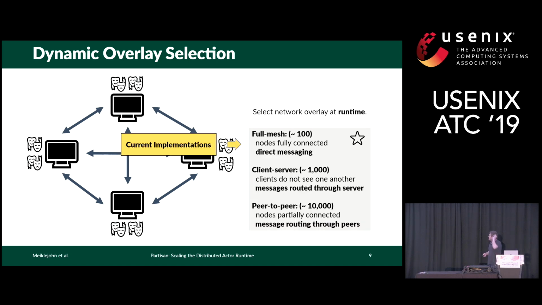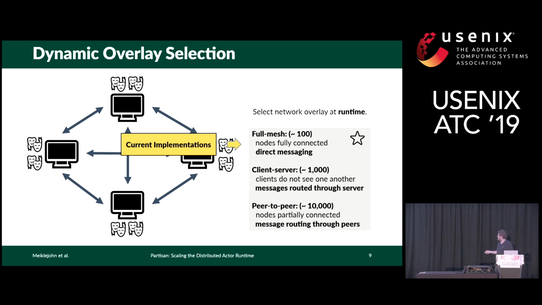So in Partisan today, we have this full mesh topology. This is the default topology. It's the simplest to reason about. It operates really well when you have smaller clusters. And what happens is I connect all my nodes completely, and then I use direct messaging to do point-to-point messaging. So my API is point-to-point messaging.